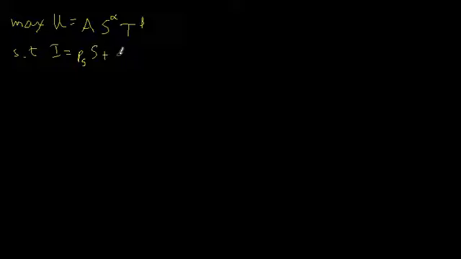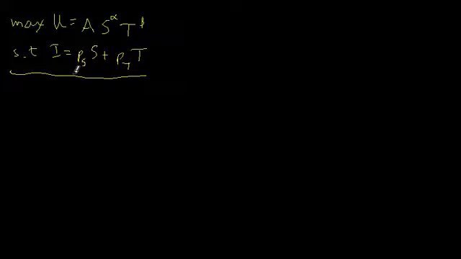We want to maximize a consumer's utility, and we're going to choose a specific function here, an exponential utility function, where utility equals a constant A times the amount of spaghetti raised to the power alpha times the amount of tacos raised to the power beta. And we want to maximize utility subject to an income constraint that says that income is spent on the two goods: PS S plus PT T.